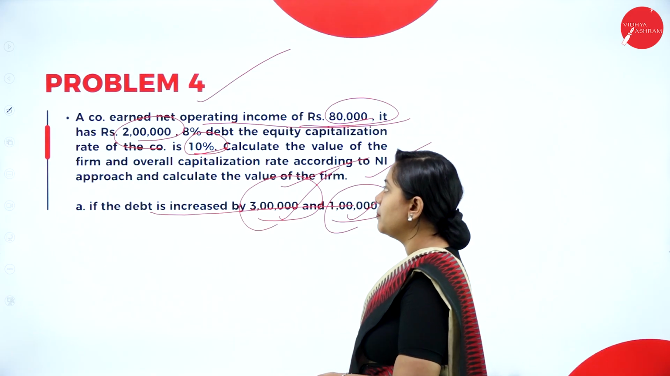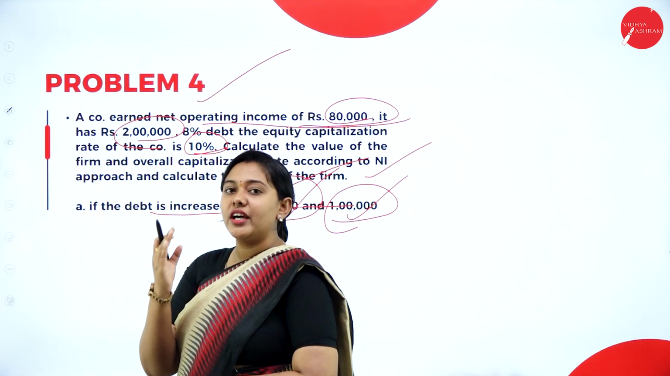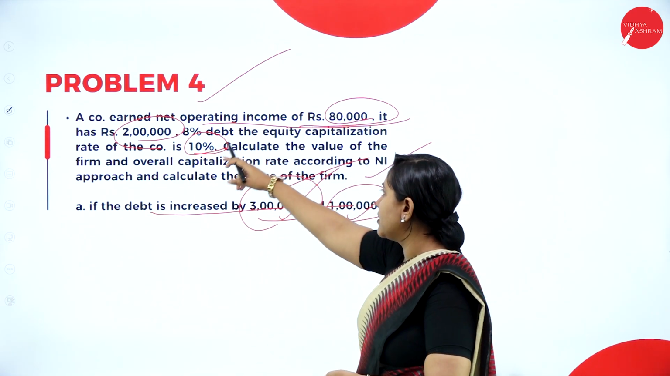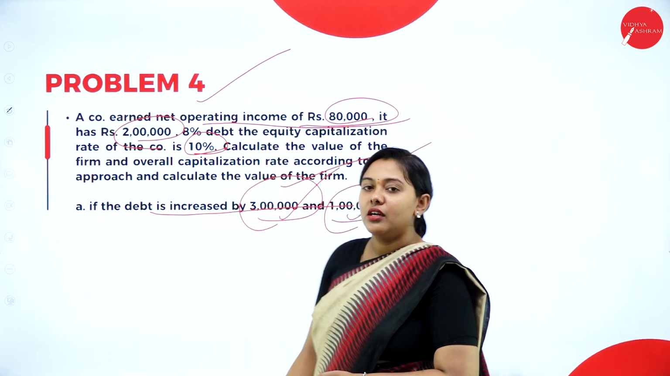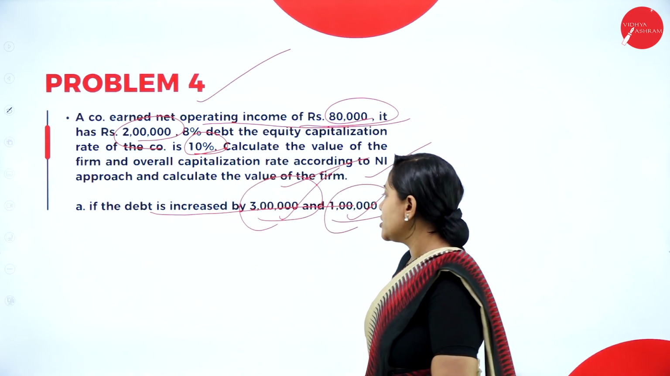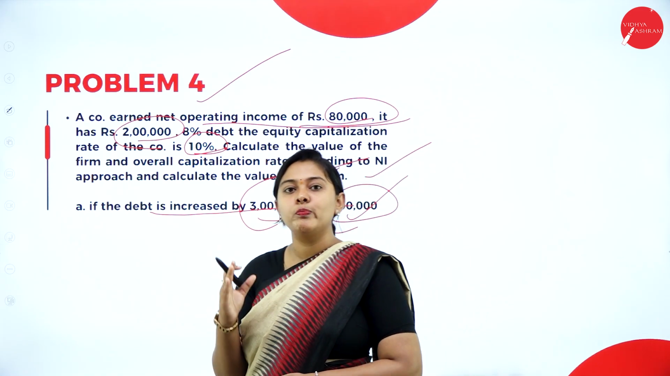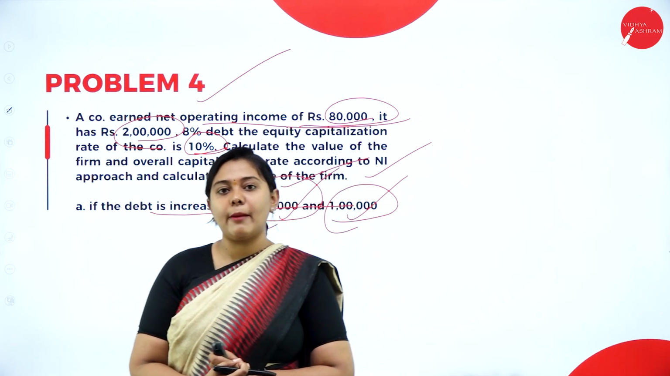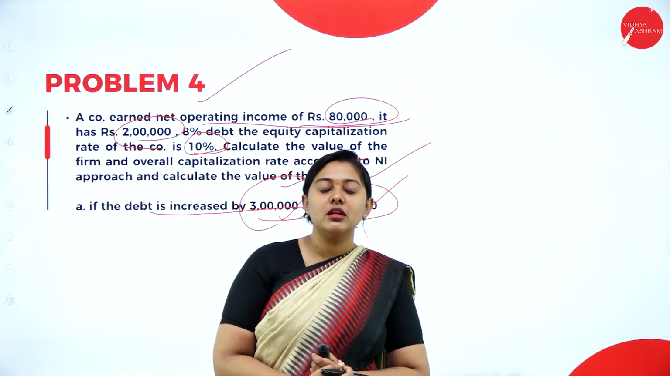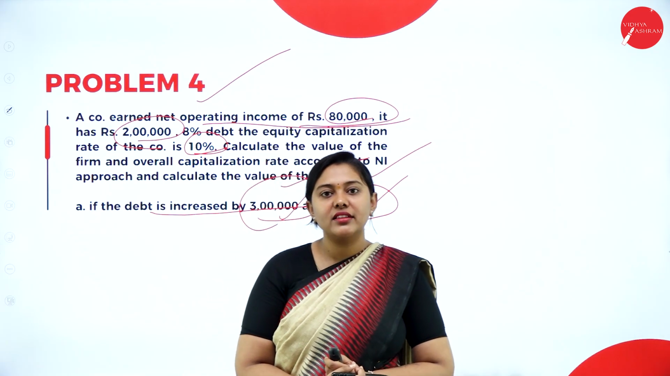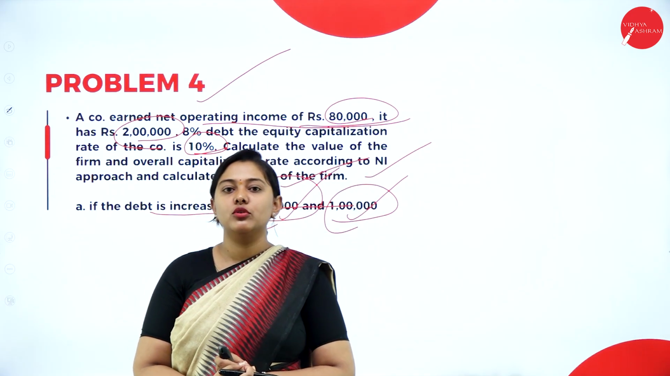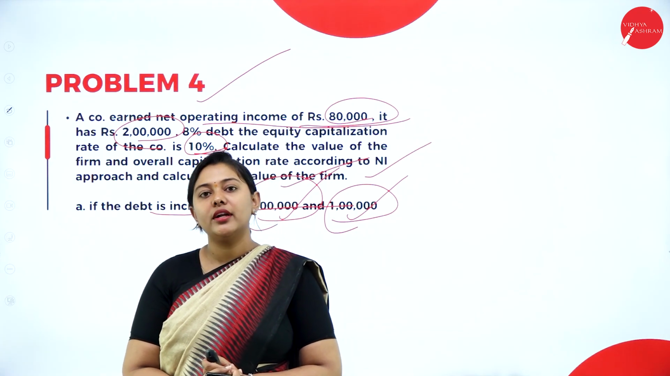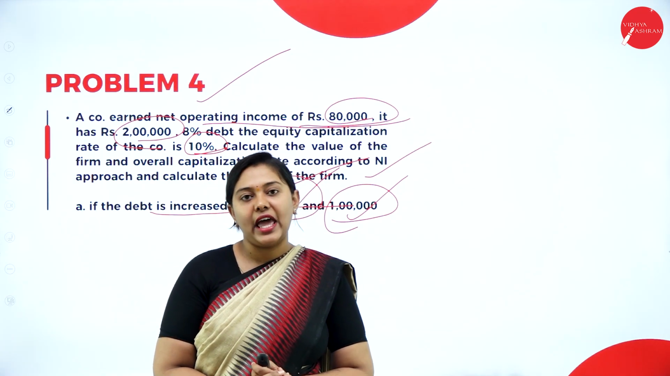Similarly, everything is similar as the EBIT is given. Deduct the interest: 2 lakh at 8%, 3 lakh at 8%, 1 lakh at 8%. You'll get the interest. For all three calculations, you'll have to get the EBT divided by the equity capitalization rate. Then you get your market value of equity. If you add the debt value, you'll get your market value of firm. So EBIT divided by market value of firm into 100. If you all do it, you'll get the overall cost of capital.